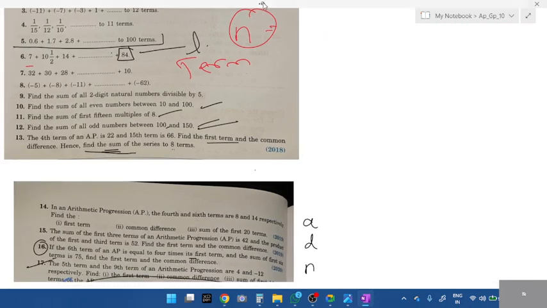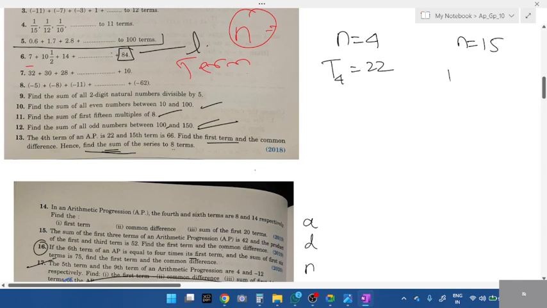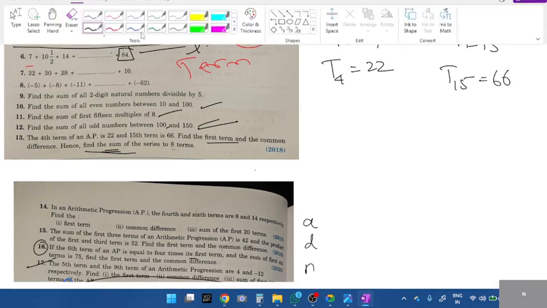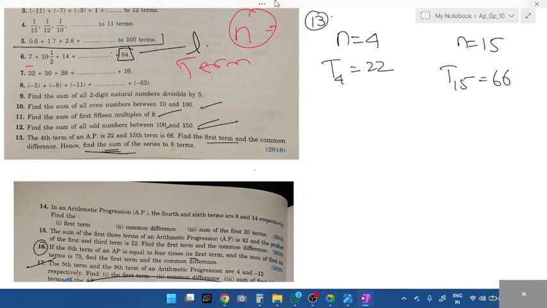A 2018 question. All of you will solve one 2018 question. The fourth term, n is equal to 4, T of 4 is equal to 22. And the 15th term, n is equal to 15, T of 15. We are doing the 13th question. Look at the 13th one. So we need to find A and D. We did this question this morning. Two equations are given. I'll do it directly. This is the formula.